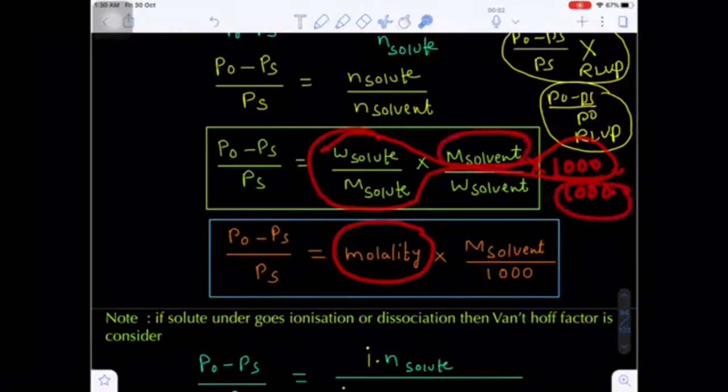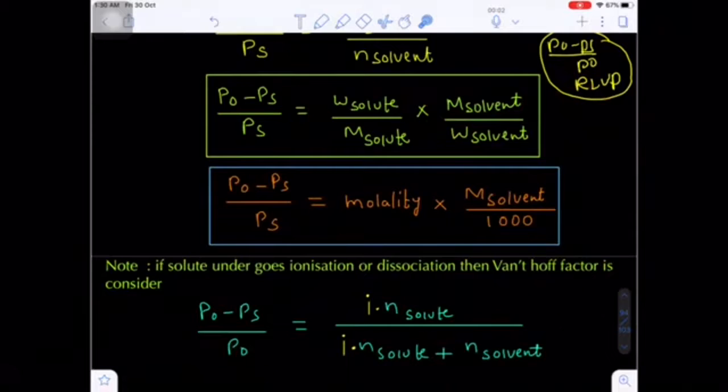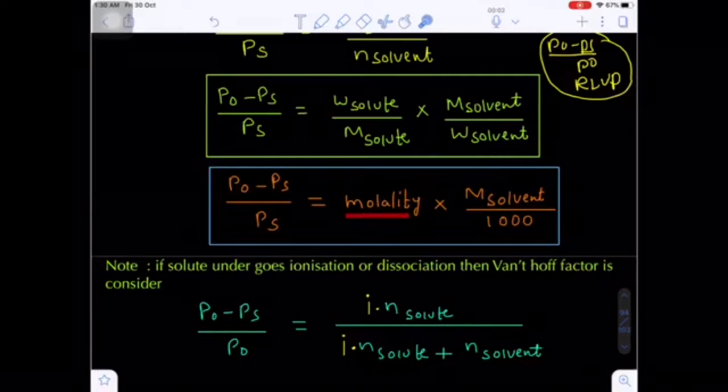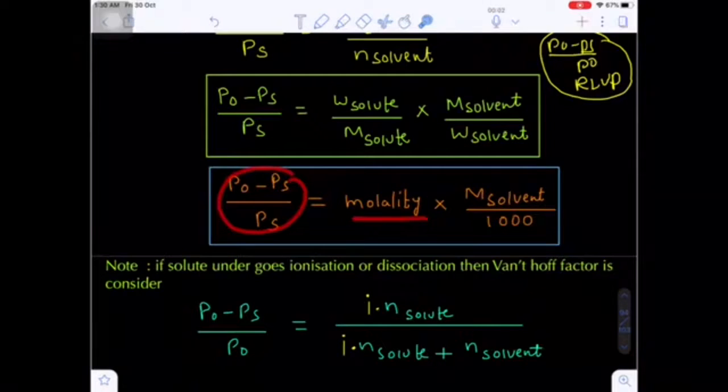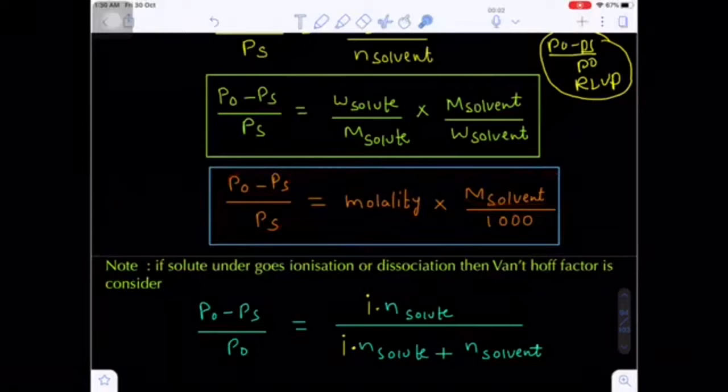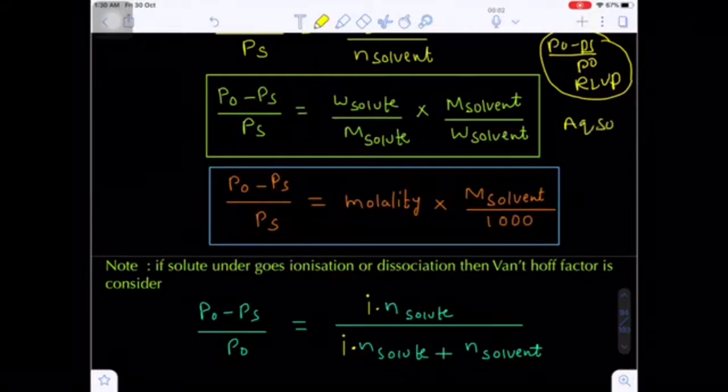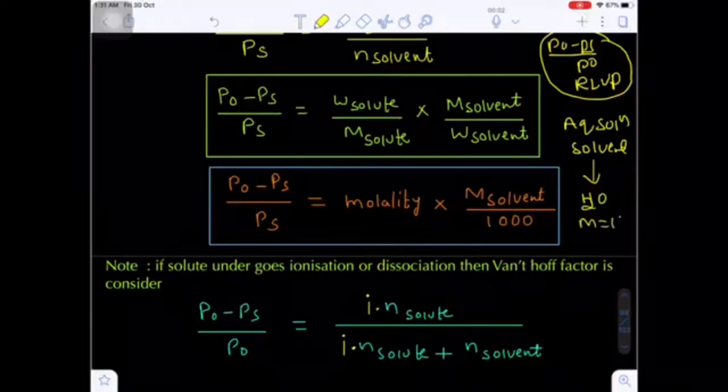divided by 1000. So in the question, if the molality is asked, then we can use this expression. What is the formula? (P0 minus Ps) by Ps will be equal to molality multiplied by molar mass of solvent, whole divided by 1000. Generally in aqueous solution, what will be the solvent? Solvent will be the water. What is the molar mass of water? That will be 18. The molar mass of water is 18.